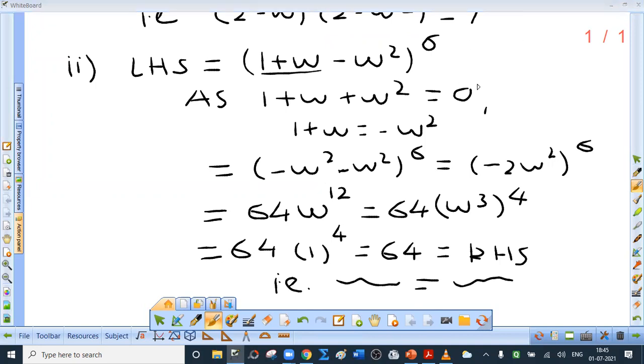Omega raised to 12. So omega raised to 12 is omega cube raised to 4. Omega cube is 1. 1 raised to 4 is 1. So 64.